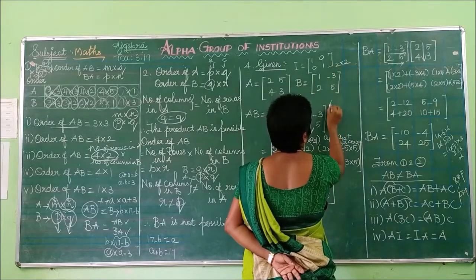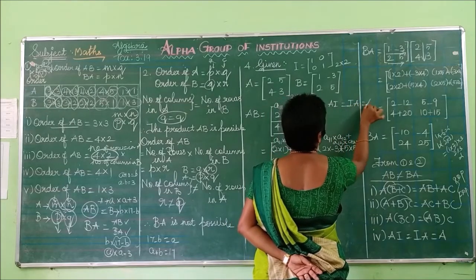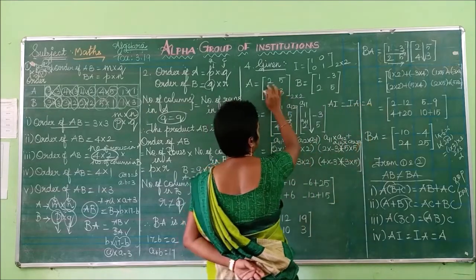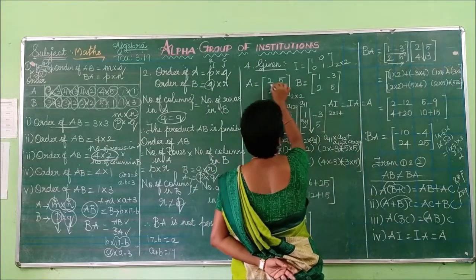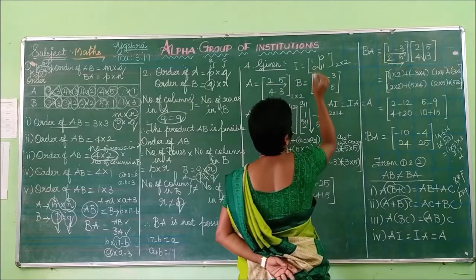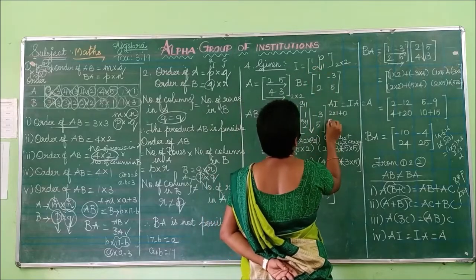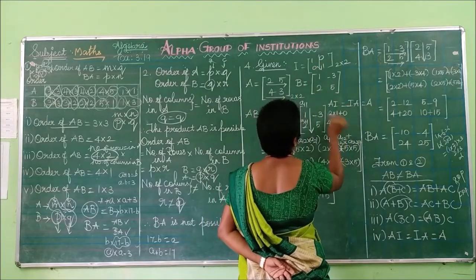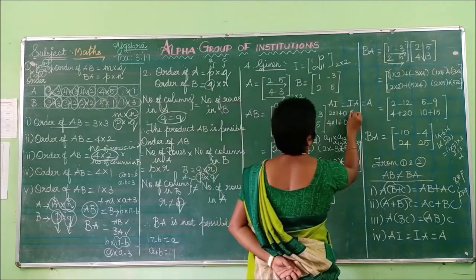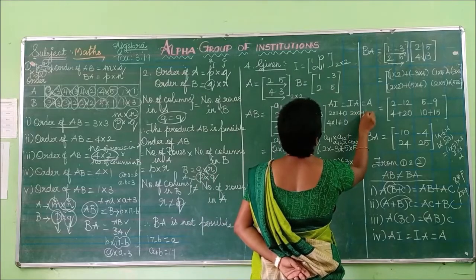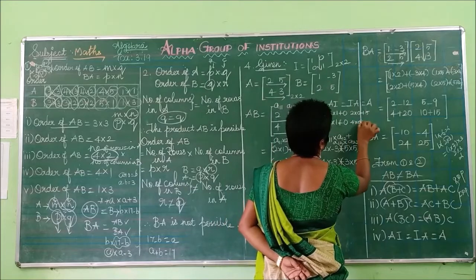If you multiply both of these, AI, and you get IA, which is again A. That means let's multiply here: 2 into 1 plus, first row, first column, 5 into 0. Then second row, first column: 4 into 1 plus 3 into 0 is 0. Then first row, second column: 2 into 0 plus 5. Next, 4 into 0 plus 3.